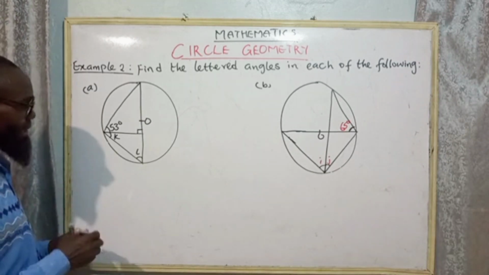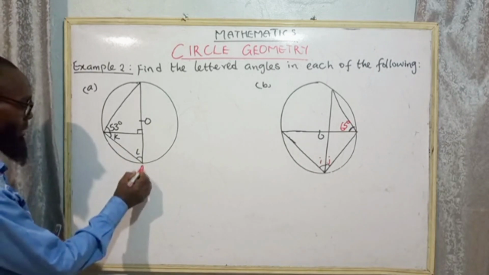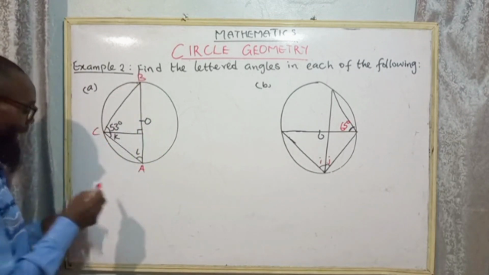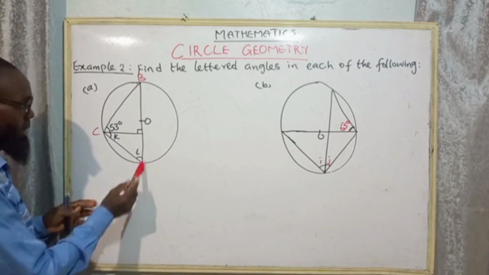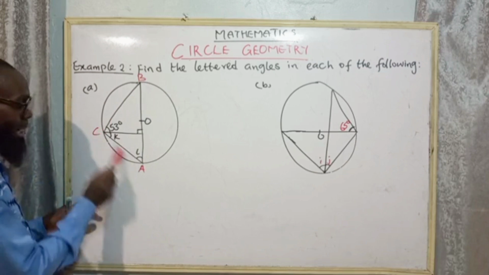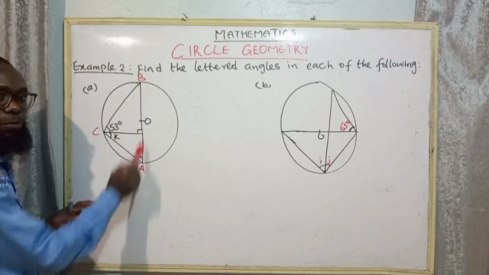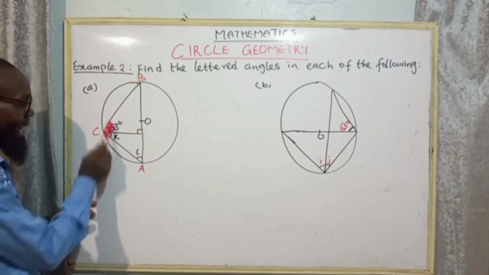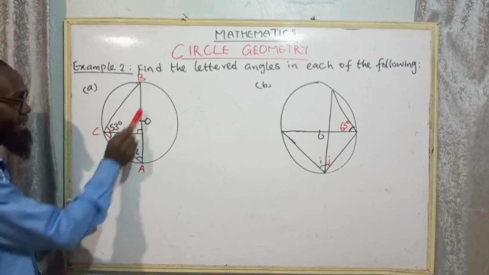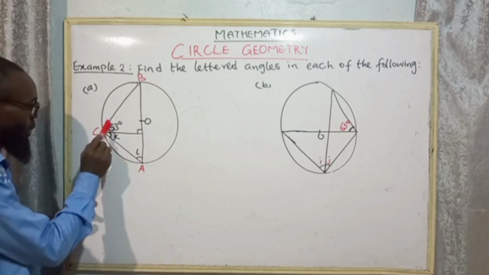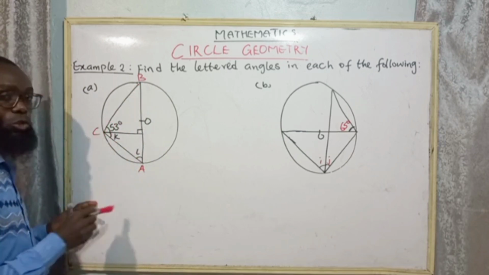So let us trace this. Let's label this as A, B, C. So the line from A to B is a diameter. So C and back to A is a triangle made by it. Which means that the whole of this angle C is the angle formed by this semicircle, by this line. So the whole of this angle C is going to be equal to 90 degrees.